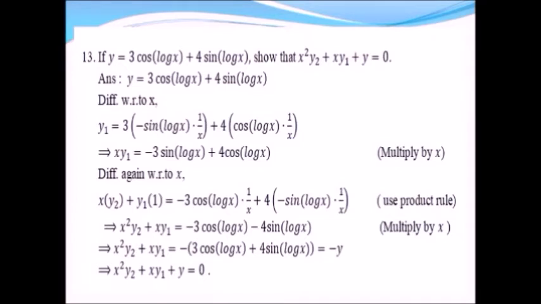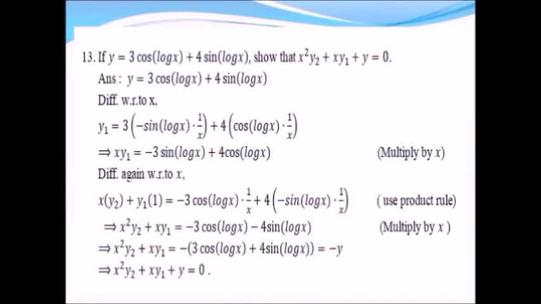Left side is a product of two functions. I'm using the product rule. First function x, second function y1. So first function as it is, that is x as it is, differentiation of y1 is y2, plus y1 as it is, that is second function as it is, differentiation of x is 1.